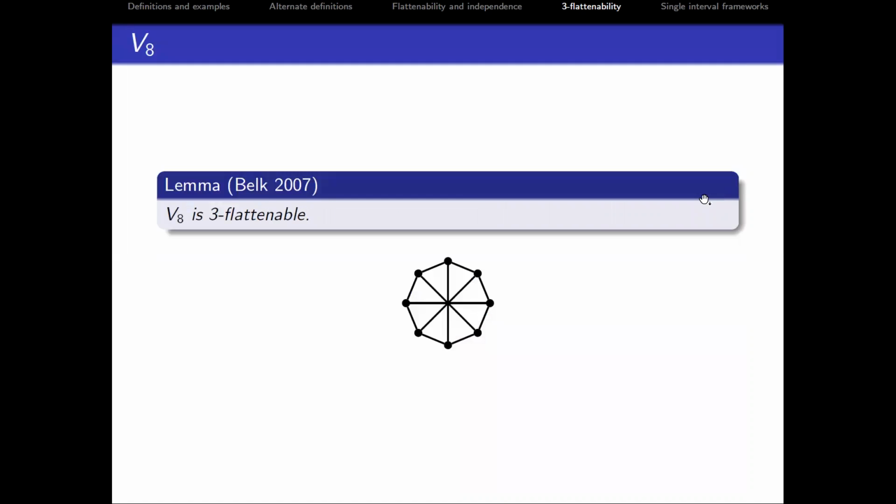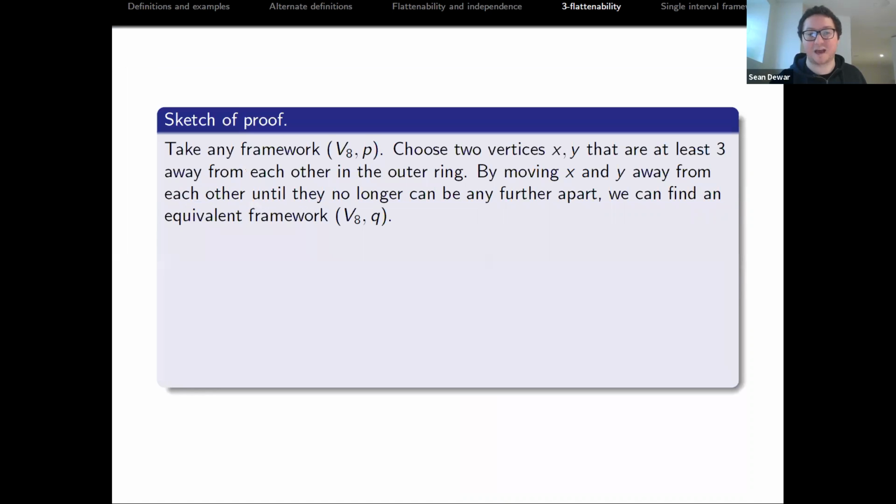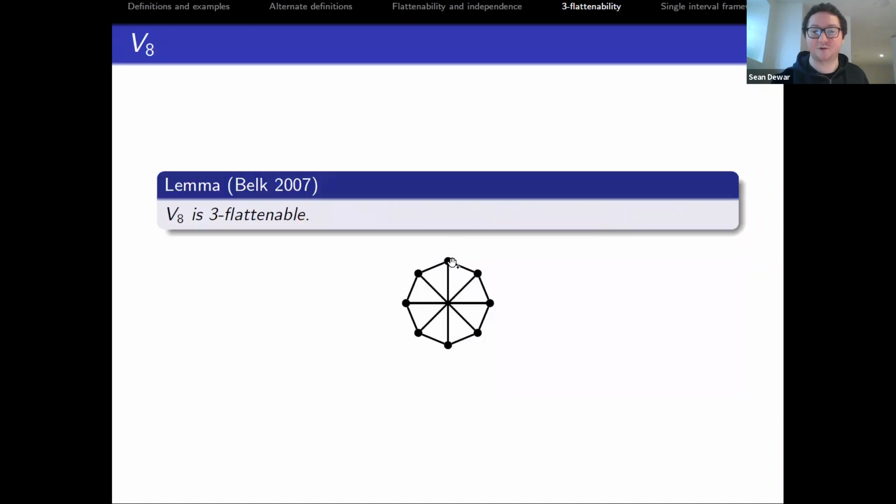Right. So next is to prove V8 is flattenable. Now I'm not going to prove this because the proof is quite complicated. I'm just going to sketch out why it works because the idea is more interesting than the actual technicalities. We take any framework V8, P, in some dimension. We choose two vertices X and Y that are at least 3 away from each other in the outer ring. So we take maybe this vertex and 1, 2, 3, this vertex. This will be X and this will be Y. We take them so they're 3 away.